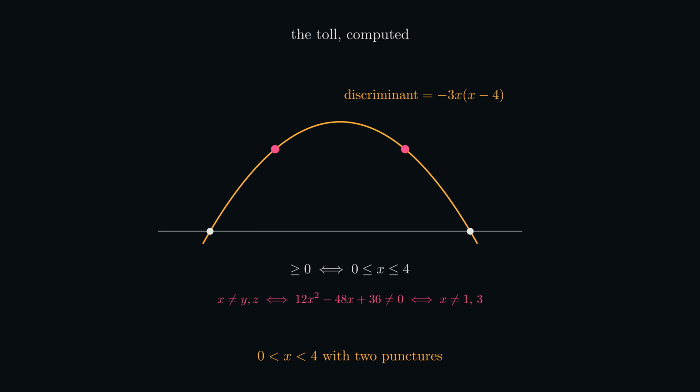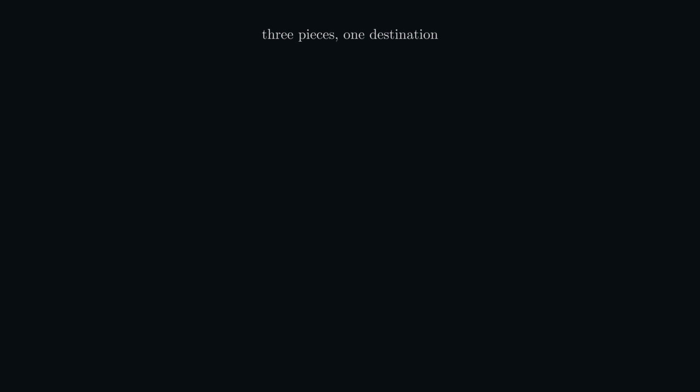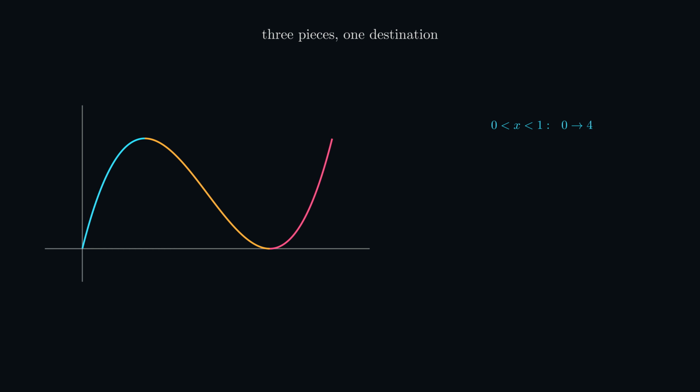And x differs from both of them exactly when a second expression is non-zero. Squaring and simplifying gives 12x squared minus 48x plus 36, which vanishes at x equals 1 and x equals 3. So x roams the open interval from 0 to 4, with two punctures at 1 and 3. Those two punctures split the road into 3 pieces. From 0 to 1, from 1 to 3, from 3 to 4.